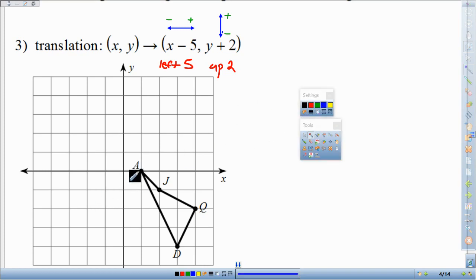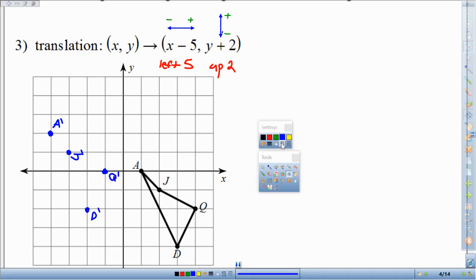I'm going to start with A. So to the left 5, 1, 2, 3, 4, 5, up 2. There's A prime. J, to the left 5, 1, 2, 3, 4, 5, up 2. J prime. Q, left 5, up 2. And D, to the left 5, up 2.